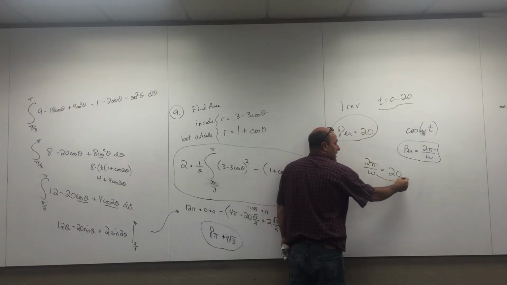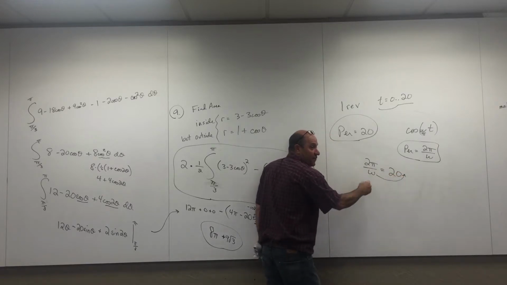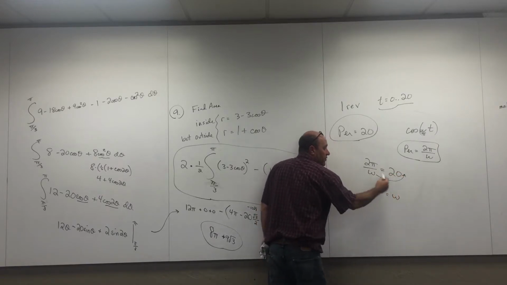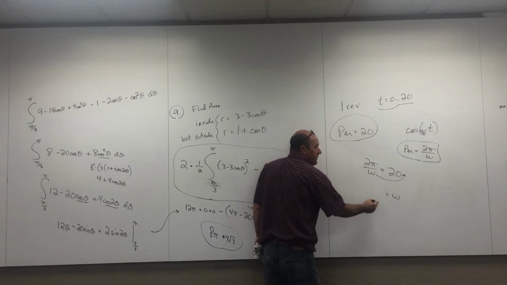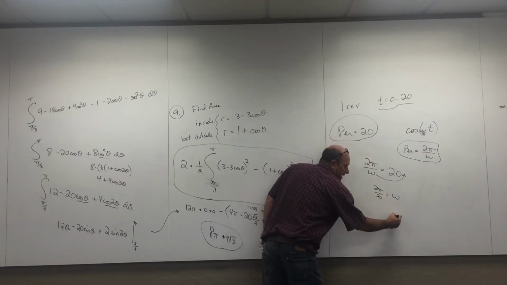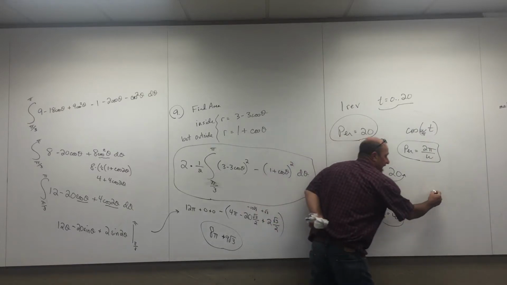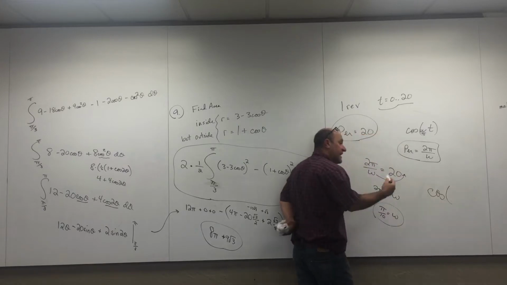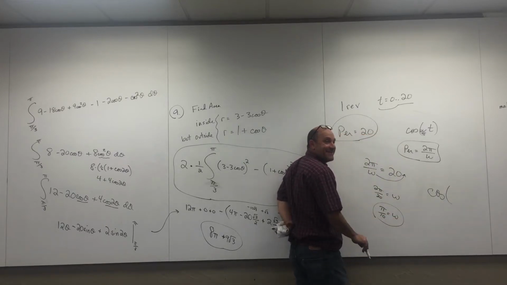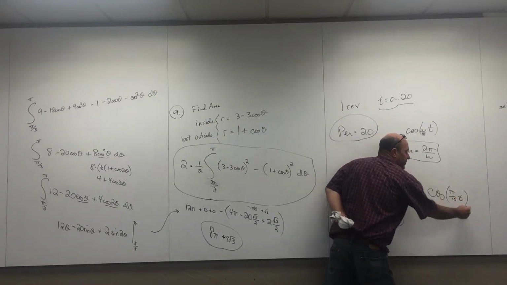I'll multiply by omega, I'll divide by 20, and I'll do a little algebra, which tells me my omega is 2 pi over 20, or pi over 10. And if I put that coefficient on my t, then I've created a trig function that has a period of 20. Right? It's awesome. I've created a trig function that has a period of 20.